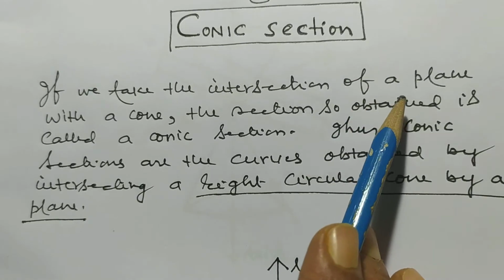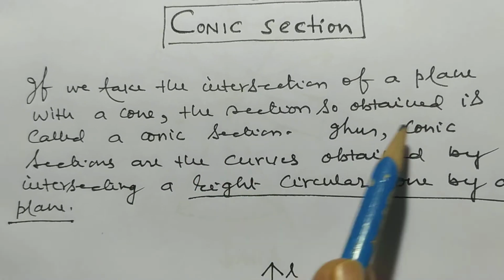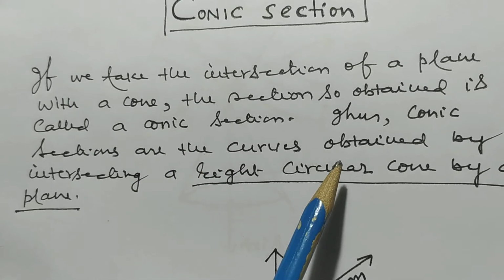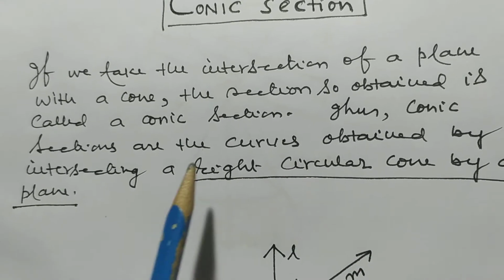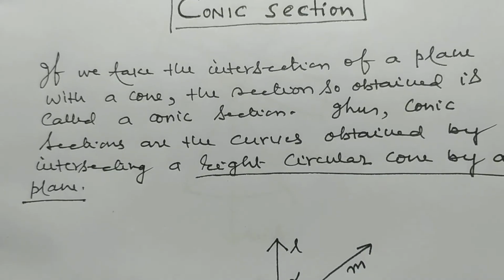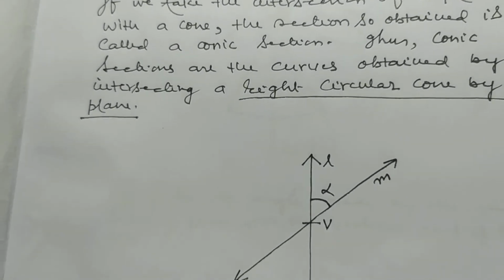If you take the intersection of a plane with a cone, the section so obtained is called a conic section. Thus, conic sections are the curves obtained by intersecting a right circular cone by a plane. We here take an example.